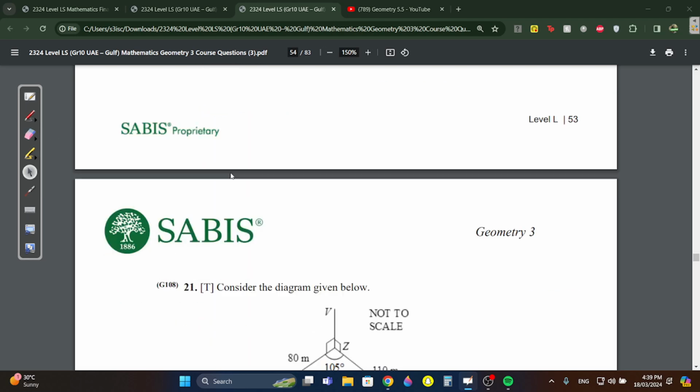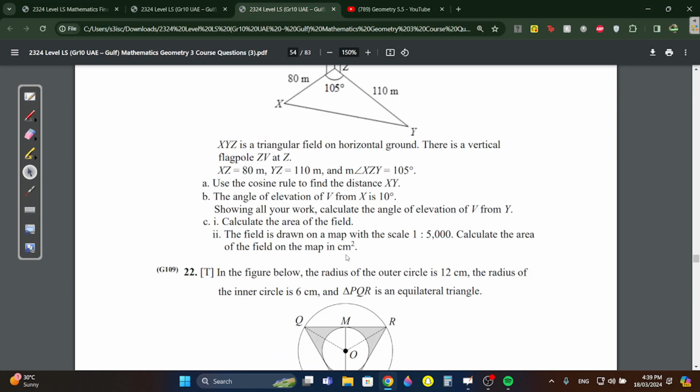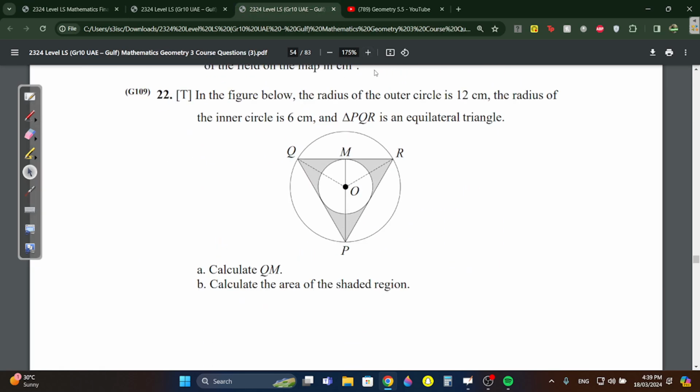That's it for 20. 21, I think. No, there's no 21. 22. Okay, in the figure below, the radius of the outer circle is 12. The radius of the inner circle is 6. PQR is an equilateral triangle. Okay, calculate QM. This is easy.